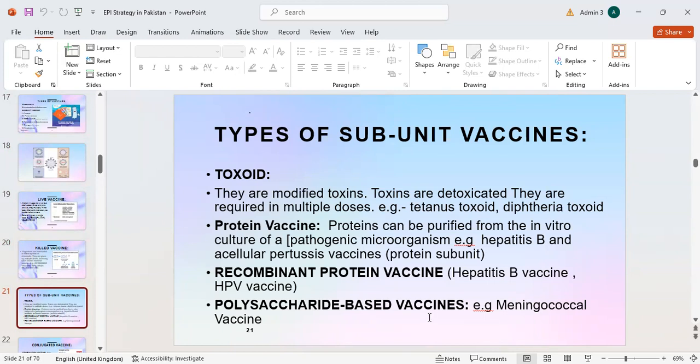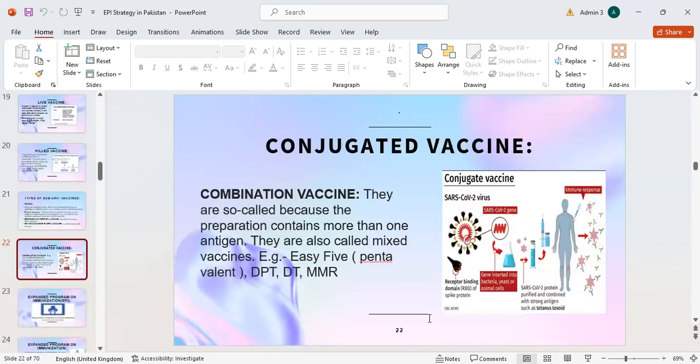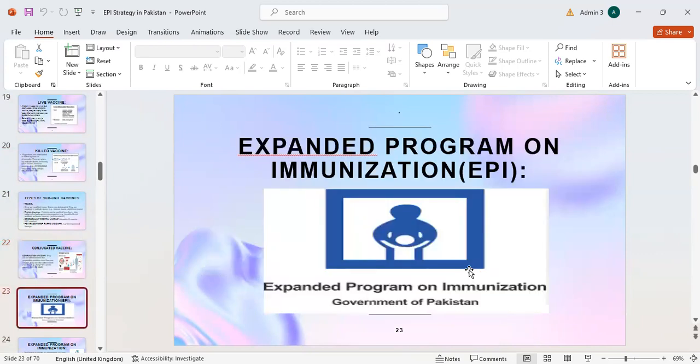Recombinant protein vaccine, hepatitis B vaccine, HPV vaccine, and polysaccharide-based vaccine, for example, meningococcal vaccine. Conjugated vaccine, combination vaccine: they are so called because the preparation contains more than one antigen. They are also called mixed vaccine, for example, pentavalent, DPT, DT, MMR. And the vaccine for SARS-CoV-2 virus is also a type of conjugate vaccine. It is conjugated with tetanus toxoid.